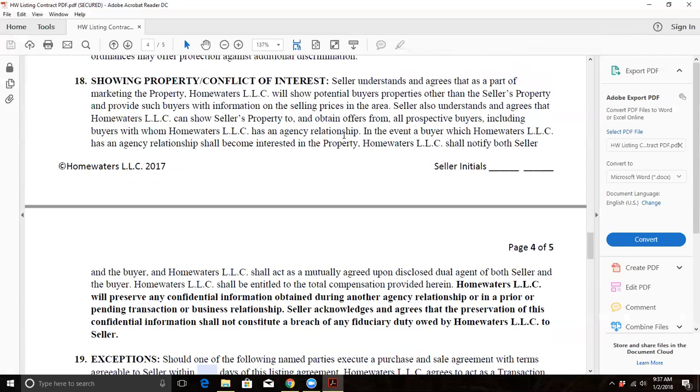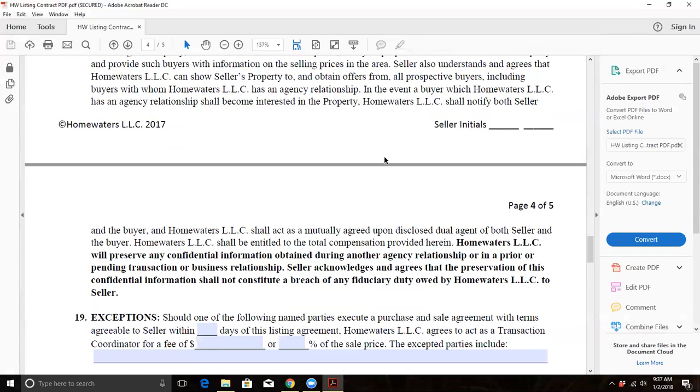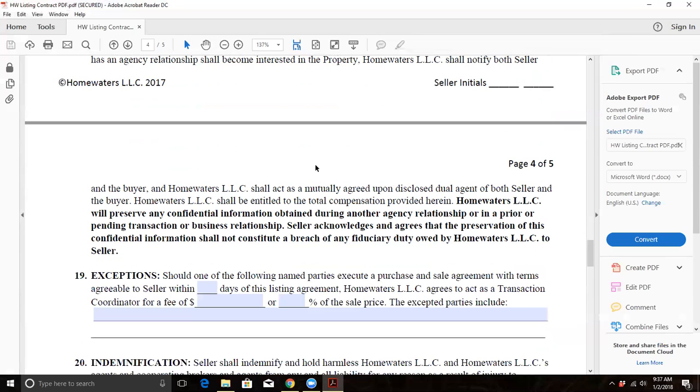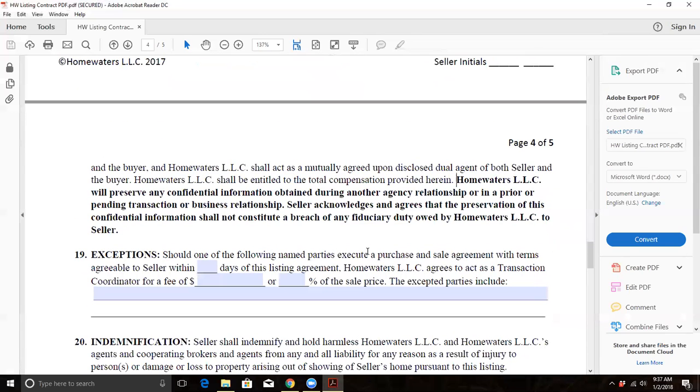And then dual agency. So if you do end up in a dual agency situation, in the blank contract documents, there's a disclosed dual agency form that all parties must sign that says everybody understands I'm a dual agent. Okay, that kicks in if you end up in a scenario like that. And then finally, we get the total compensation. So unless you've agreed to somewhere else in this contract, you take both sides, you get both sides.